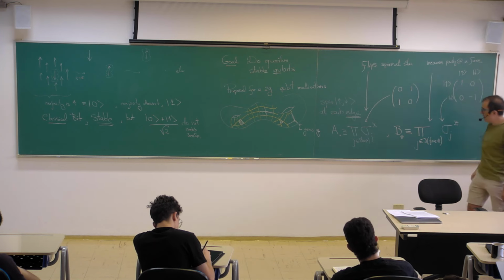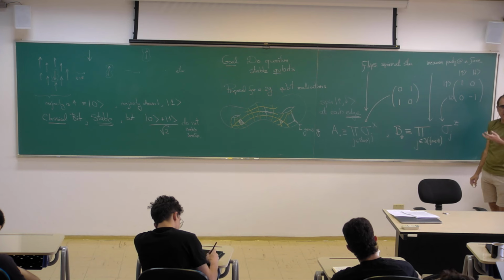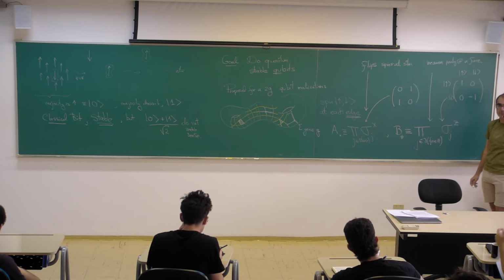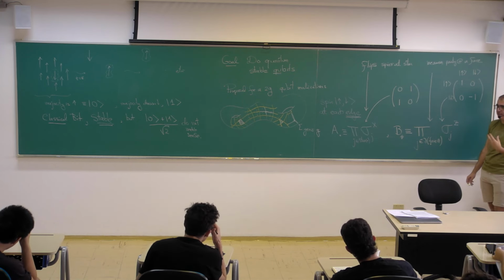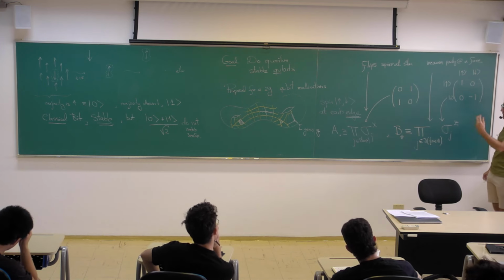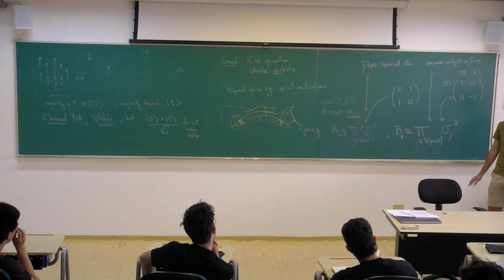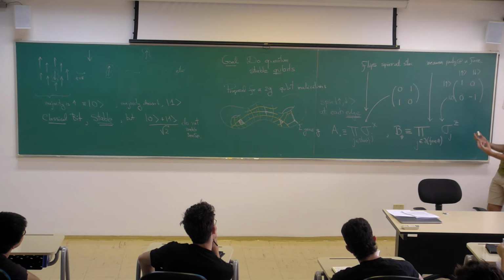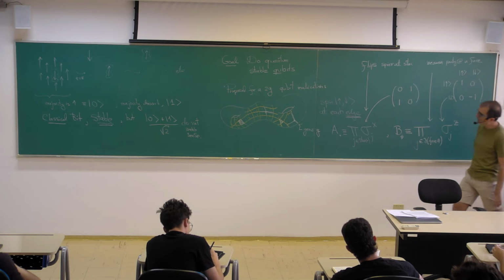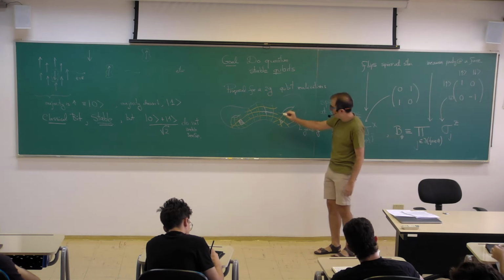So if everyone is up, it gives the same state. If there are an even number of up and an even number of down, it also gives 1. So it just cares about counting how many up and how many down up to parity. Right, so everyone, 4 minus is the same as 4 plus, but 3 plus and 1 minus is different. So it counts up to parity. So we have these two operators, and now these are two operators we could define.